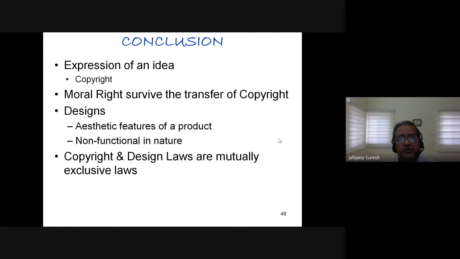So just to conclude, copyright is for protecting expression of an idea. Moral rights survive even after the transfer of copyright. Designs are meant to protect aesthetic features which are non-functional in nature. And copyright and design laws are mutually exclusive laws, even though there is an overlap as far as the coverage of artistic work is concerned.